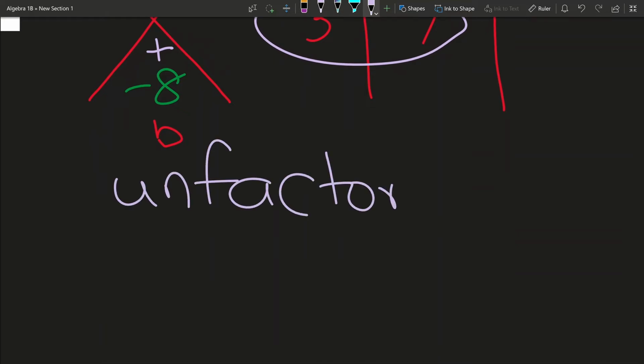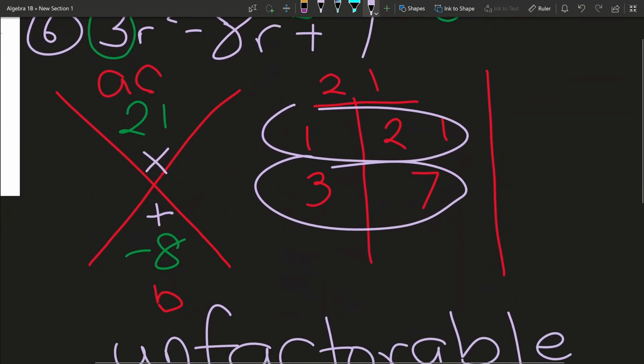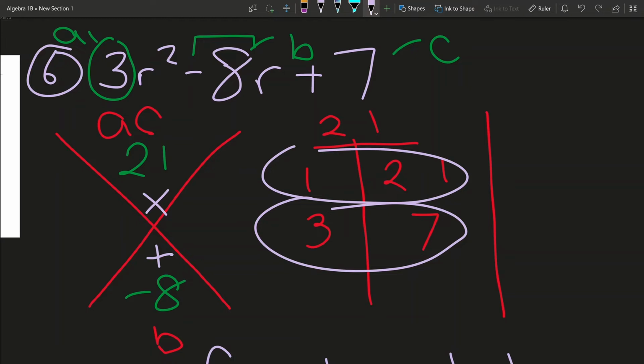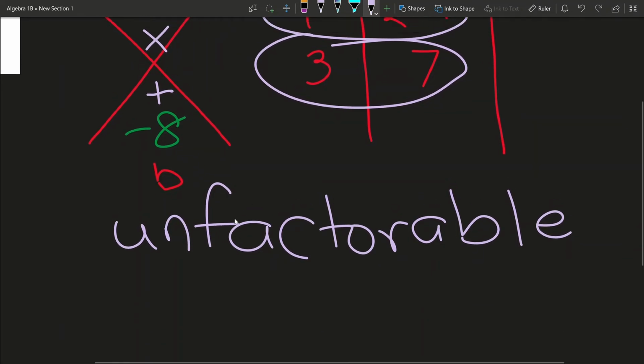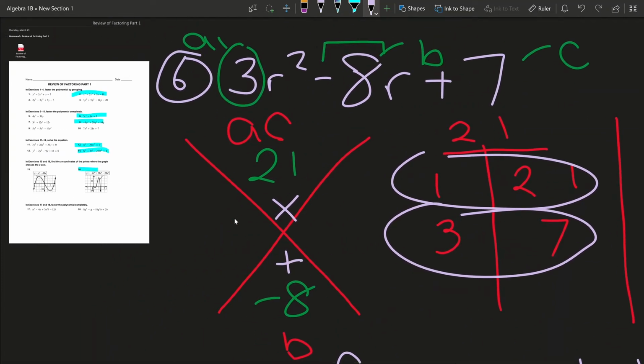Unfactorable. And this is just for now. Later on, we'll learn another method when we have numbers that can't be solved with this Xbox method. So for now, it's just unfactorable. Let's move on to number 8.